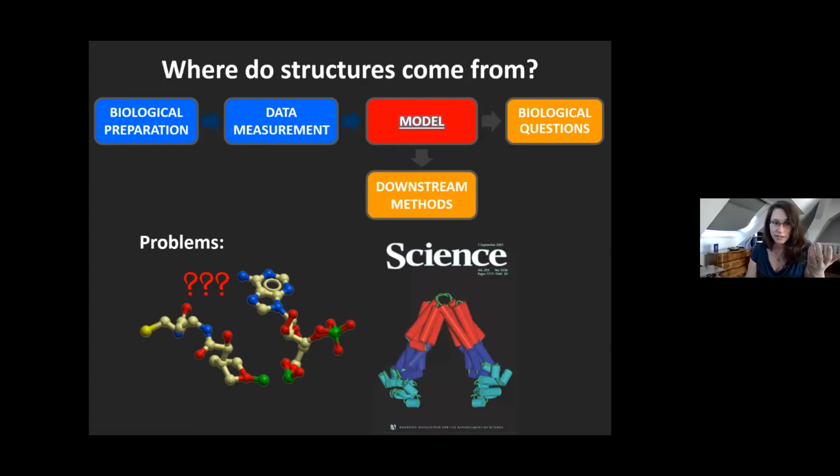However, there are some problems which look like this. Either we solve a structure, but we cannot see everything we want, or we solve a structure and parts of it are wrong, or, most devious of all, we think we solved the structure correctly, but actually it was so wrong that the interpretation, the answers it gives us, are wrong as well.